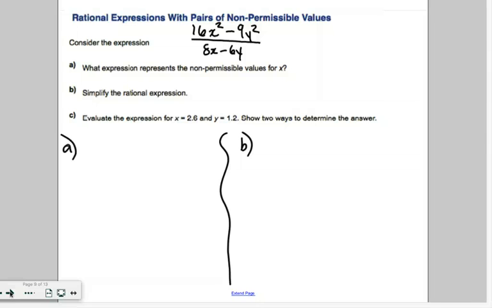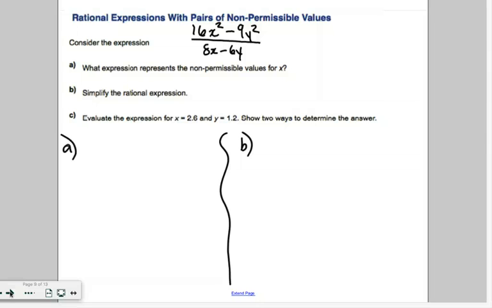So if we were to look at this expression, 16x squared minus 9y squared divided by 8x minus 6y, again, my suggestion when trying to simplify this is to factor, factor, factor. Right? So the first thing I'm going to do here is look at that numerator, 16x squared minus 9y squared. Again, that should be screaming at us. Difference of squares, right?